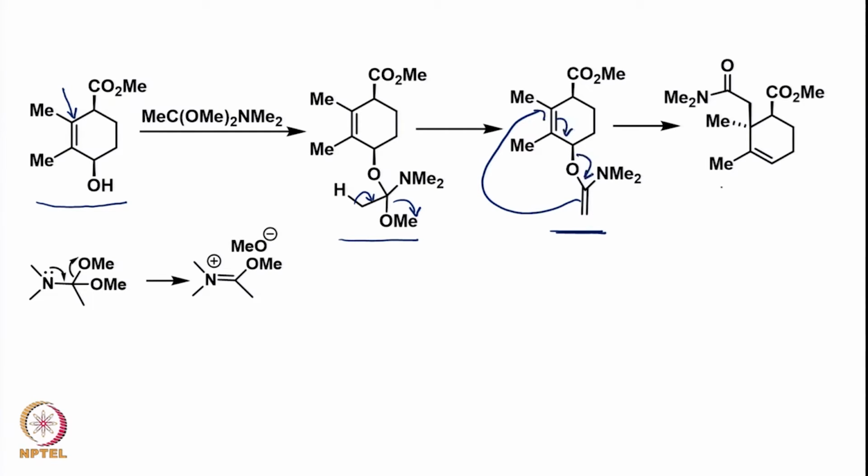So, this is how it happens, and we get this particular molecule, which is a quaternary carbon containing this amide group here. As you can see, the geometry of this group here is beta oriented, and in the product also it is beta oriented. So, the chirality is retained in these products.